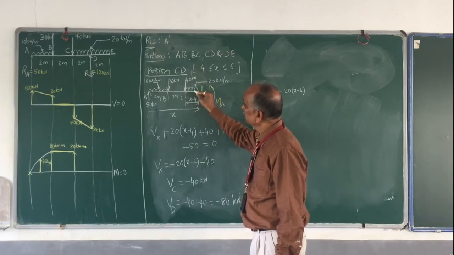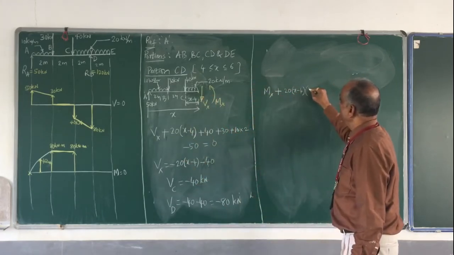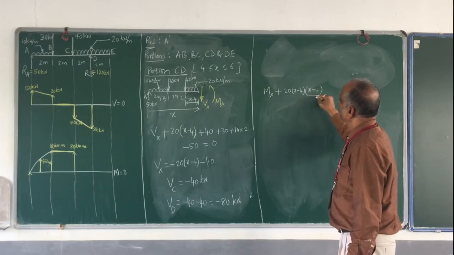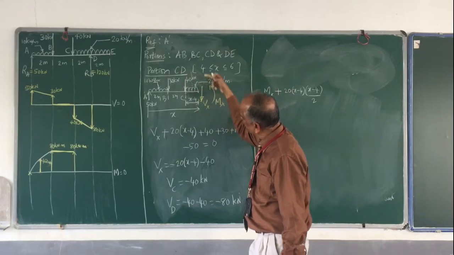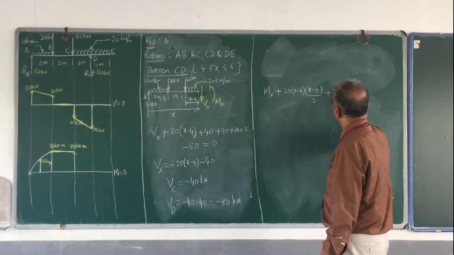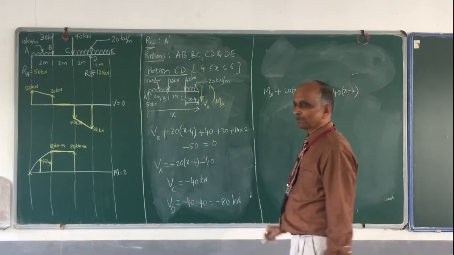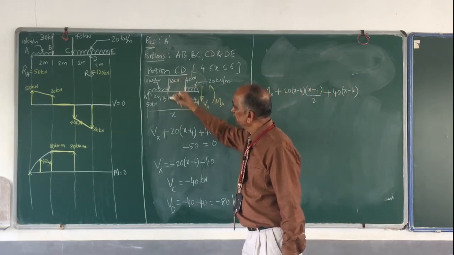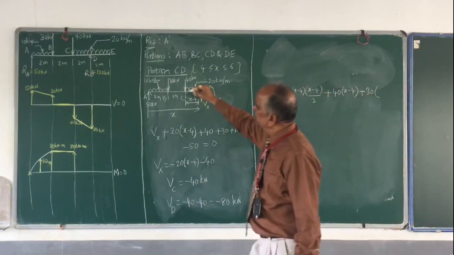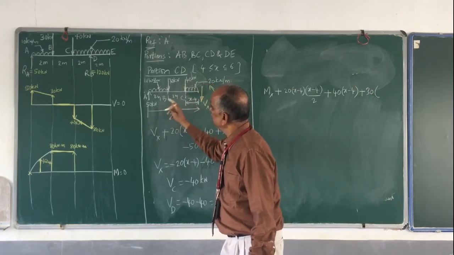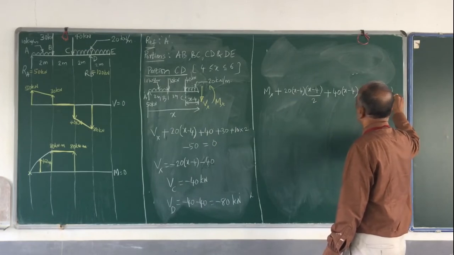And what is this distance? That is x minus 4 divided by 2. So proceed further. Then you have 40. That also is positive. Plus 40 multiplied by x minus 4. Okay, proceed further. 30. That also is plus 30 multiplied by from here to here. That is nothing but x minus 2. 30 into x minus 2.